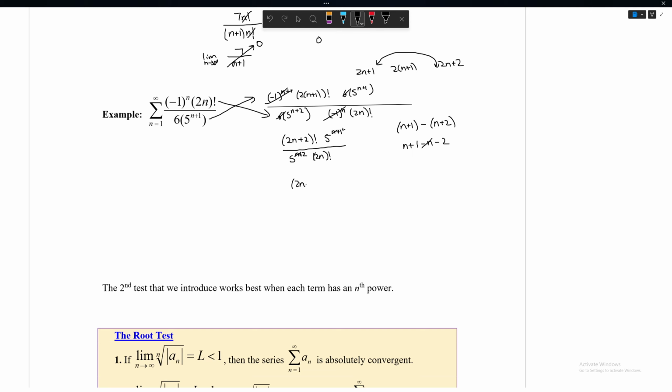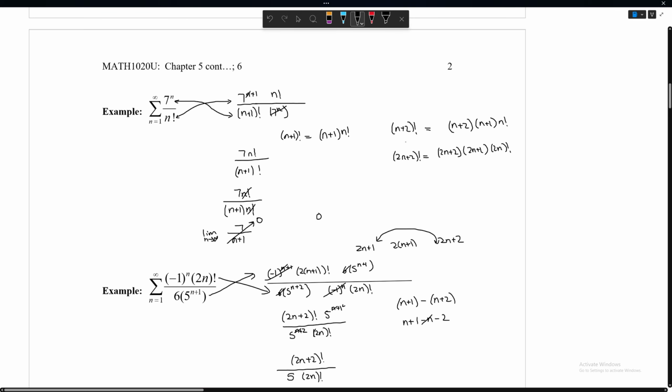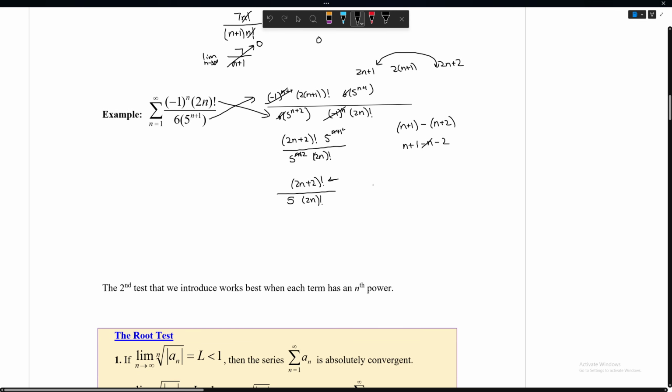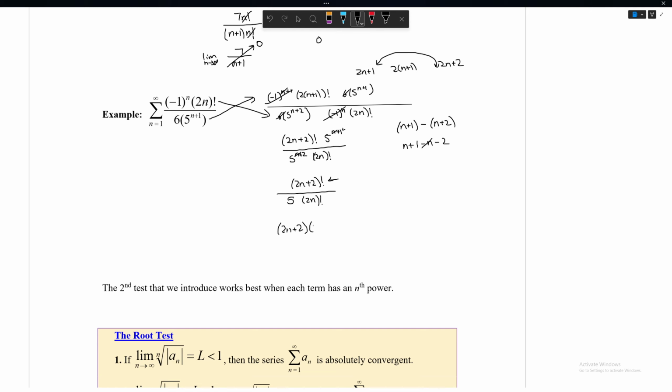And so 2n plus 2 factorial. Remember, this n canceled out with this. This 2 minus 1 is 1. So I still have a 5 to the 1 here. This is divided by 5. Oops. 5 to the 1. I'm not going to write the 1. And then I got 2n. Remember up here I just explained how to do this? This one can be rewritten as 2n plus 2, 2n plus 1, 2n factorial, all over 5 times 2n factorial.